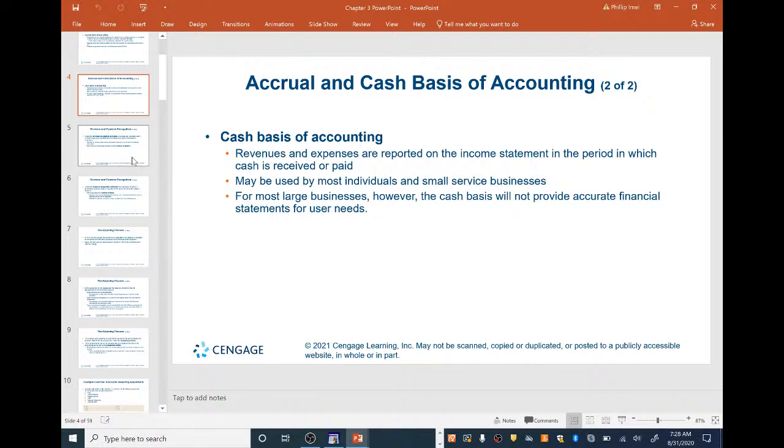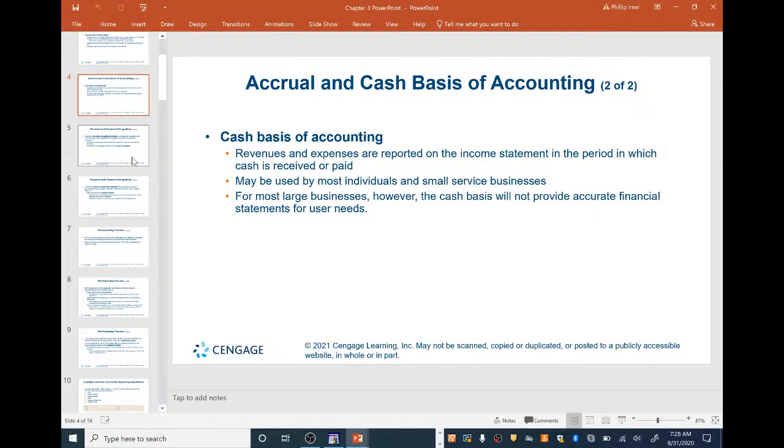This is going to be used by a lot of individuals and small service businesses just because it's a lot easier for them to keep track of it on the cash basis of accounting. But as I said previously, for most large businesses, cash basis is not going to provide accurate financial statements for the users' needs, because they're going to be more concerned about what actually happened in a period and not when the money's coming in or going out.